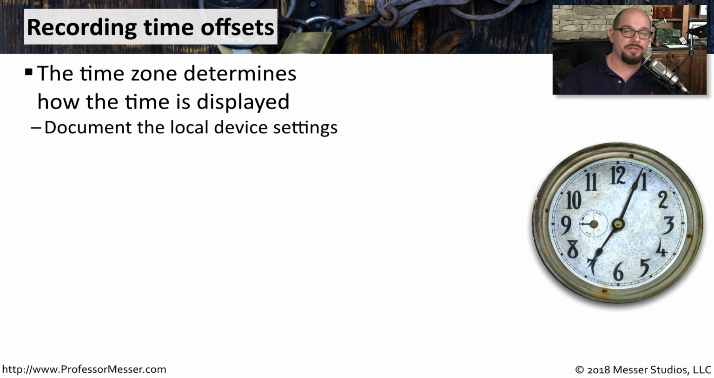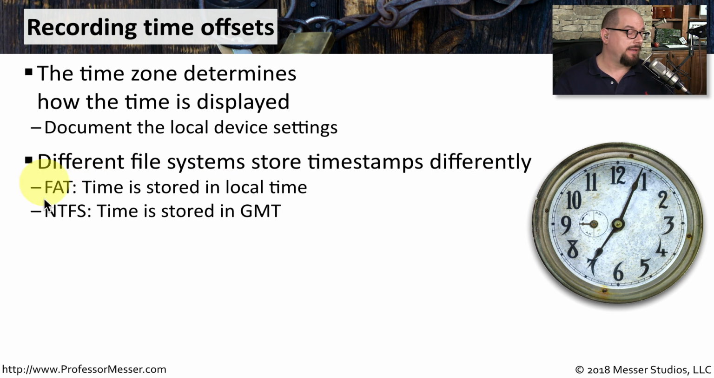But it's also important to understand what the offsets might be for a timestamp on a system. Usually, this is determined by the time zone settings that may be on a local device, so it's important to document exactly how a particular device is configured. For example, in the FAT file system, the time is stored in its local time. If you're using NTFS, those files store information with a timestamp that is marked with GMT.